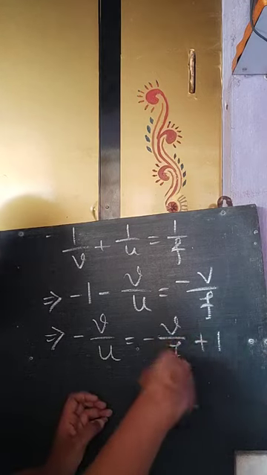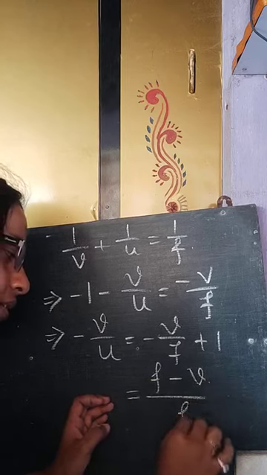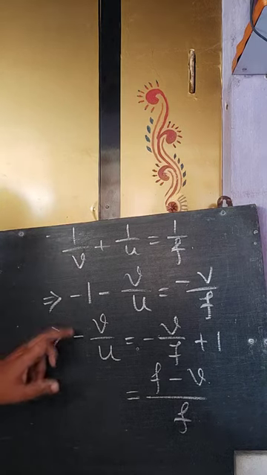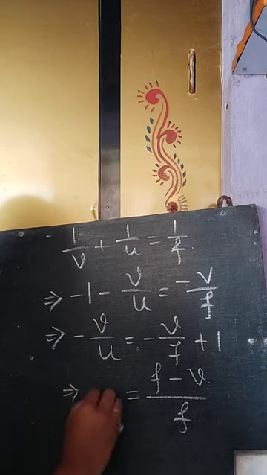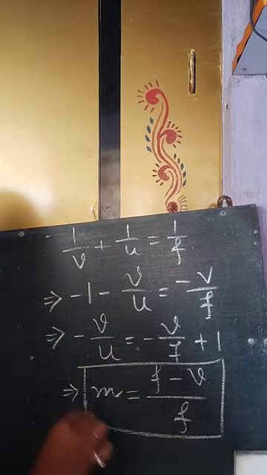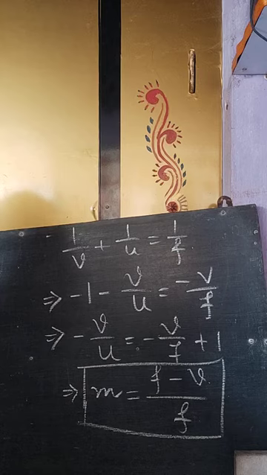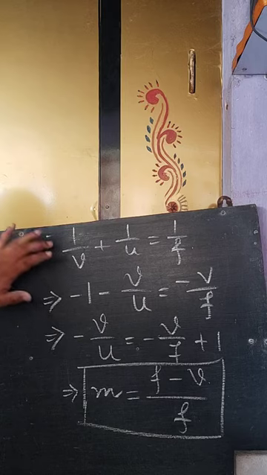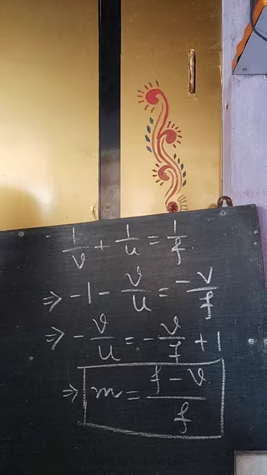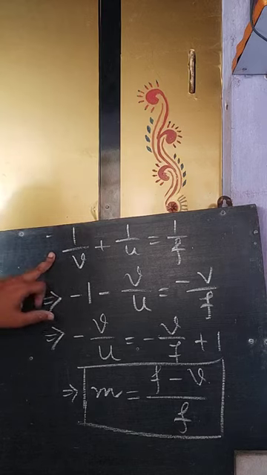So if I generalize this, what can we conclude? No problem at all. What is this minus v by u? That is basically our m, the magnification. So this is another formula for the magnification, that is m equals f minus v by f. So I have multiplied this equation with minus v. The same thing I will do next, but this time I will multiply this equation with minus u.